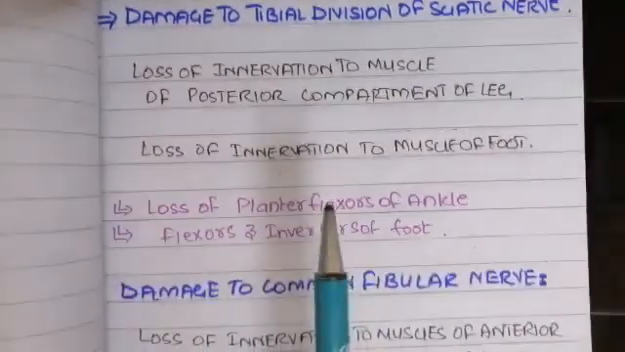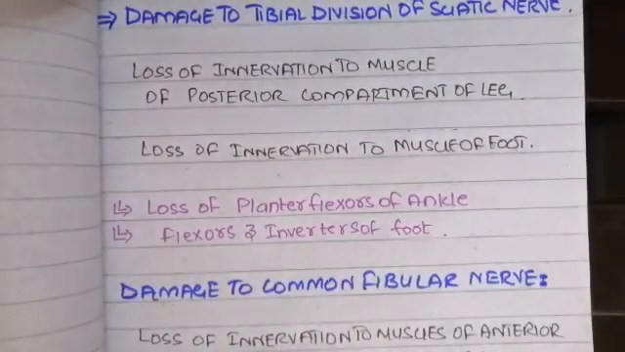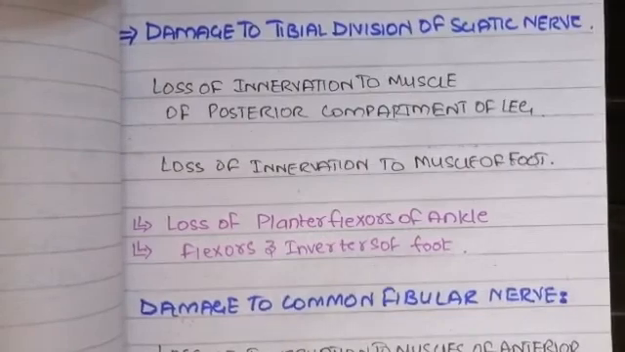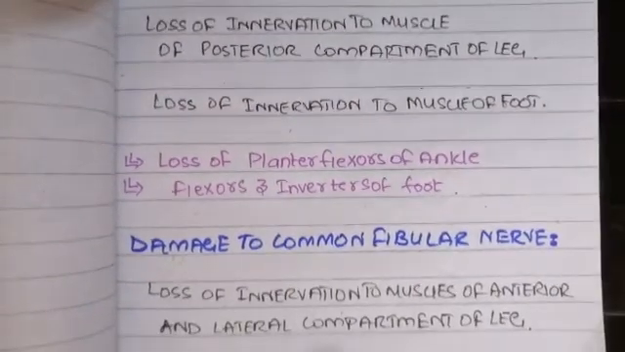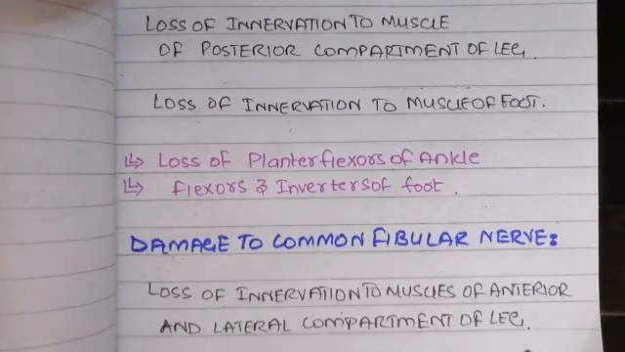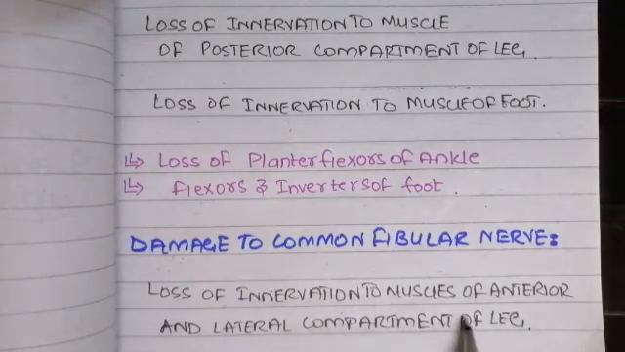The second nerve is the common fibular nerve. If this nerve gets damaged, there is a loss of innervation to the muscles of the anterior and lateral compartments of the leg. We have discussed in the video on the muscles of the lower limb that the common fibular nerve, by dividing into the superficial fibular nerve and the deep fibular nerve, supplies the muscles of the anterior and lateral compartments of the leg.